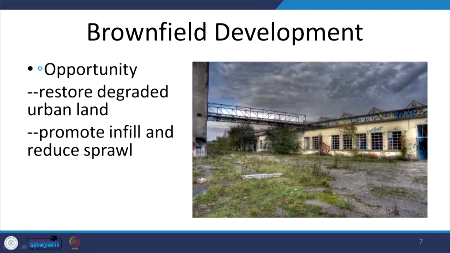Here we will have the opportunity to restore the degraded urban land, and it will help to promote the infill, and it will reduce the sprawl. In today's times, when urbanization is increasing at such a fast pace, we are witnessing the sprawl, urban sprawl.